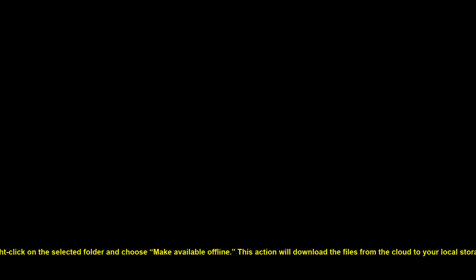This action will download the files from the cloud to your local storage. Repeat this process for any other folders you wish to revert. Once you finish, verify that all your necessary files are now available offline. This concludes the process of uninstalling Dropbox Smart Sync and reverting folders.